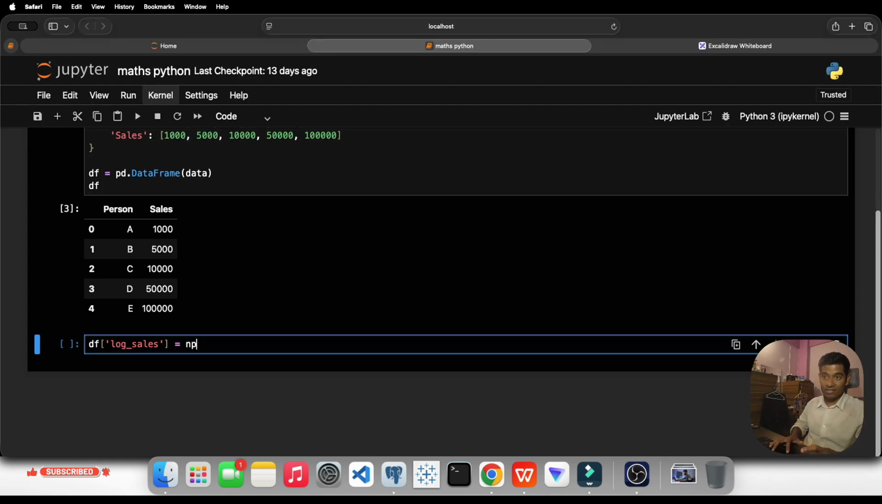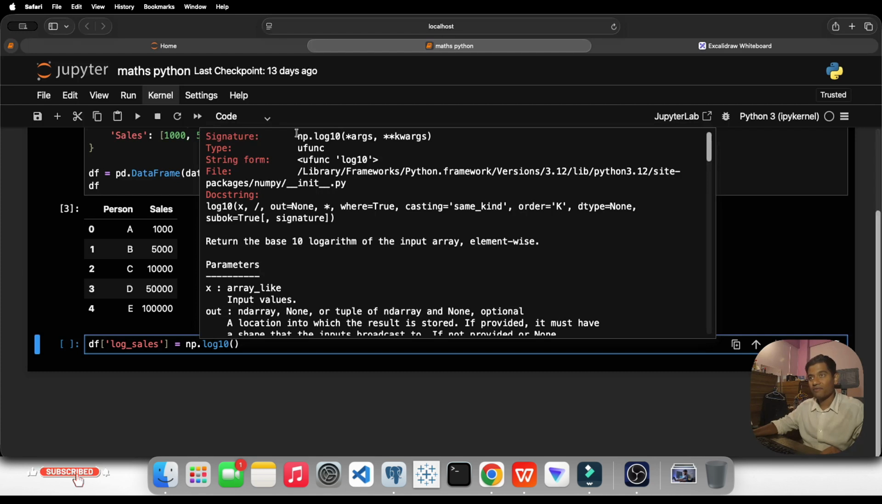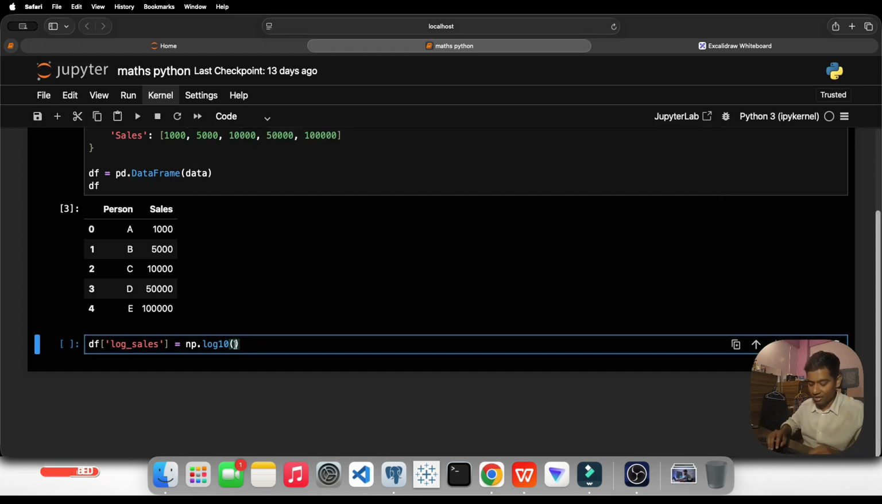I will simply, as I have told, use NumPy for the maths. So np, I will be using log base 10. Here we have to say what column or what data we are taking with base 10. If you see here, they have told np.log10, then you have to write this. What data is it all about? Sales data. And how do we represent a column in Python? Simple, data frame name, then sales.